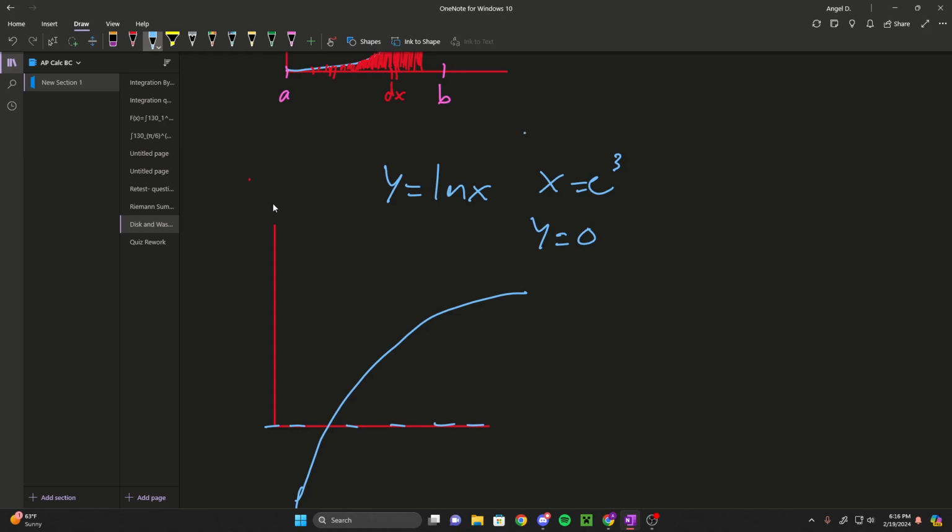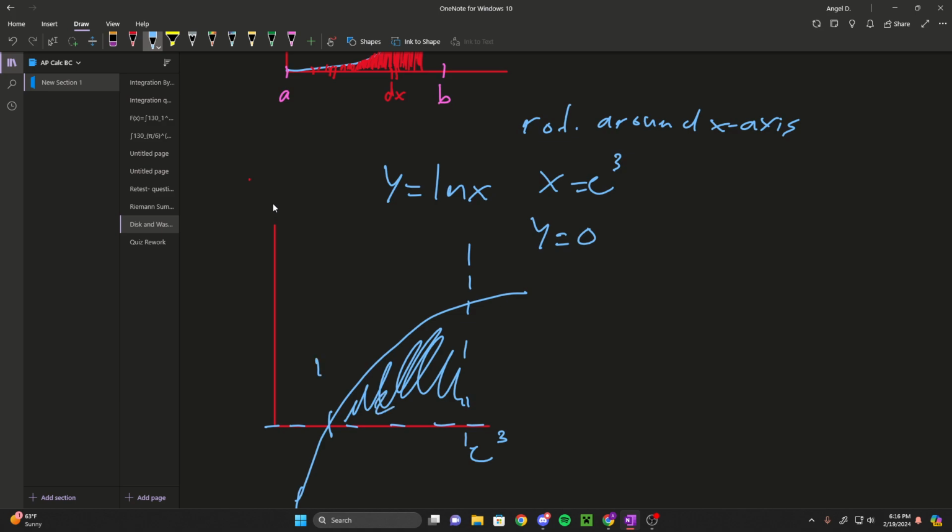And we're going to rotate it around the x-axis. That's our axis of revolution. All right. And then e cubed is at some point later. It's just a number. And we're given this little area right here. Now, because it's ln x, it crosses the x-axis at the point 1. Bingo. This is our graph. This is our area.